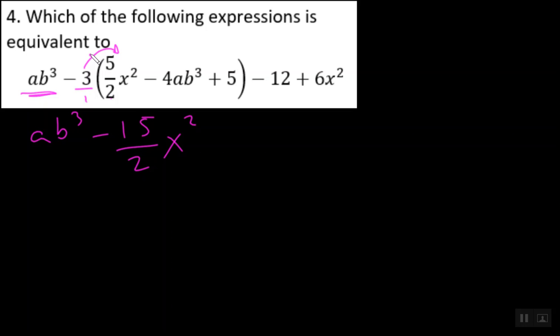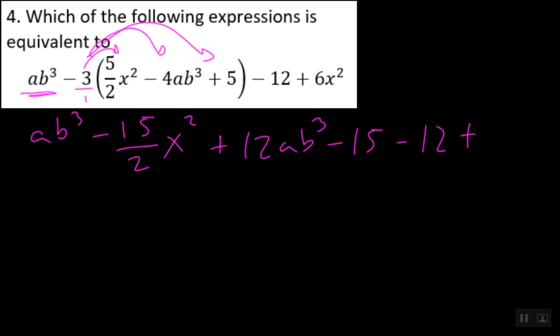Now from here it's a little bit easier. We know negative 3 times negative 4 is positive 12ab cubed. We know negative 3 times 5, remember we're just distributing, is negative 15. And then we drop the minus 12 plus 6x squared.